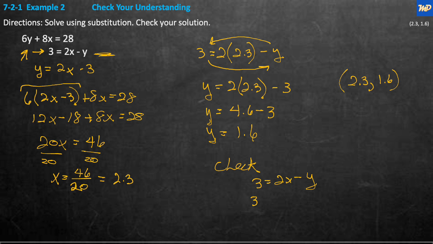So 3 is equal to 2 times 2.3 minus 1.6. So is 3 equal to this? Let's find out. I'm going to put a little question mark up there, right? Is it equal to it? So 2 times 2.3 is 4.6, minus 1.6. And what is 4.6 minus 1.6? It's equal to 3, okay? And that checks. Good job.